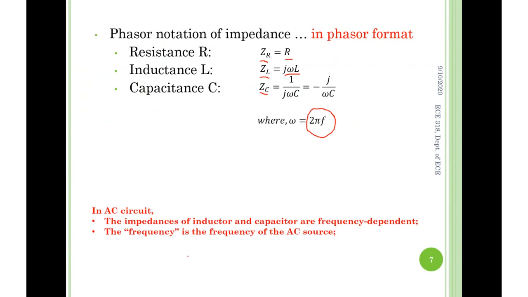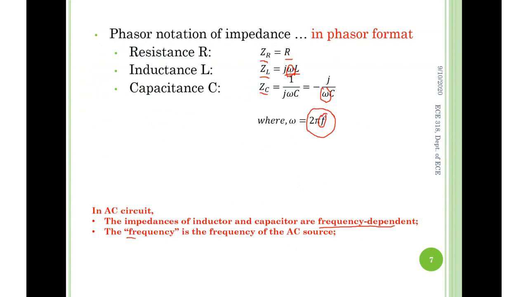So in an AC circuit, the impedance of the inductor and the capacitor are frequency dependent. Why so? Just look at their impedance values. They are in terms of omega, and of course further in terms of f. Therefore, of course, they are frequency dependent, because in their impedance expressions there's an omega, f, there.